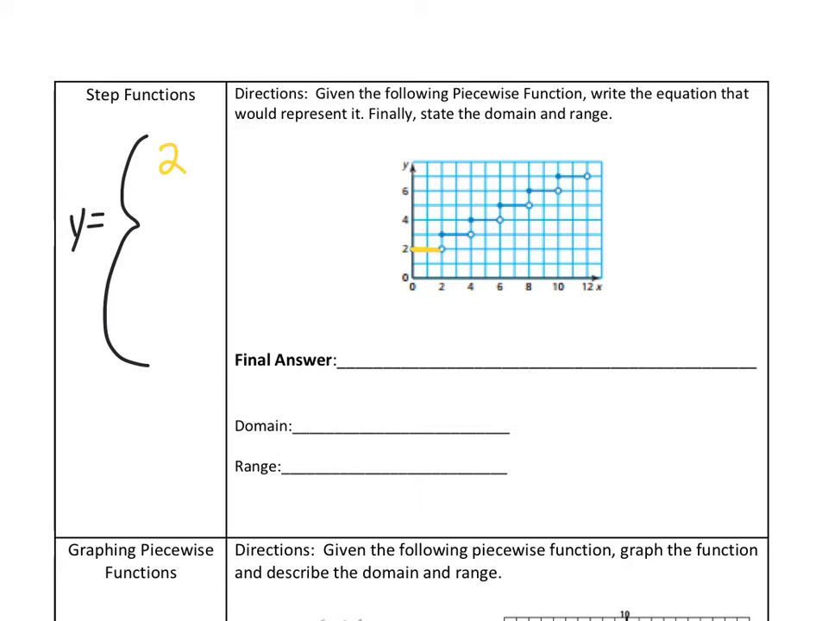So y equals 2 when x is between what two numbers? So just looking at my x-axis, if I drop down here, 0 and 2, right? So it starts on my x-axis. This is the point 0, 2, right? And it ends at 2, 2. So when x is between 0 and 2, my equation is y equals 2.